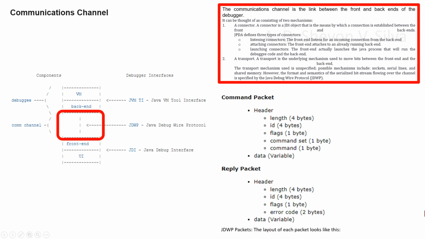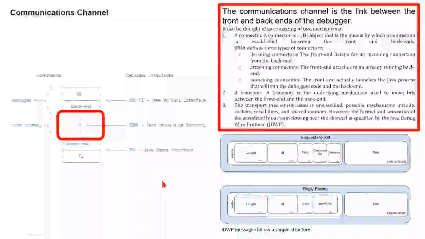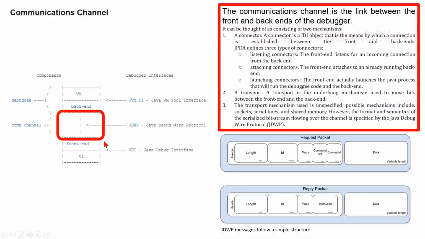We are focusing on the communications channel. The communications channel is the link between the front end and back end of the debugger. It can be thought of as consisting of two mechanisms.